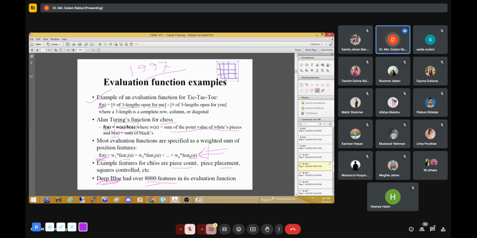So that means the evaluation function is sometimes easy to design, and sometimes it is difficult to design. Like in chess, this evaluation function, W(n) divided by B(n), the sum of the point values of the white pieces divided by the sum of the point values of the black pieces, is easy to design. But in the case of Deep Blue, we have to design a composite evaluation function.